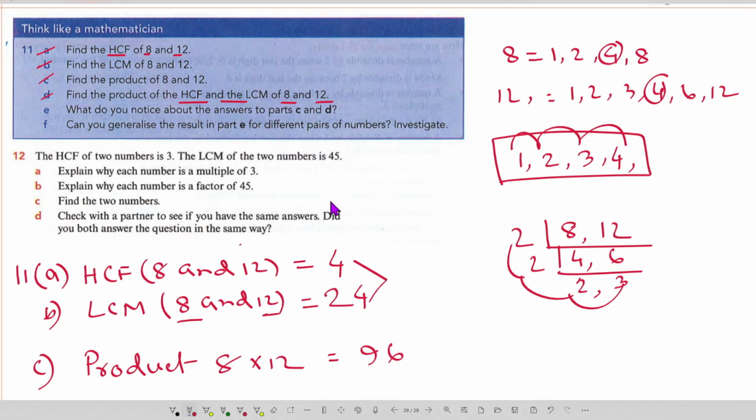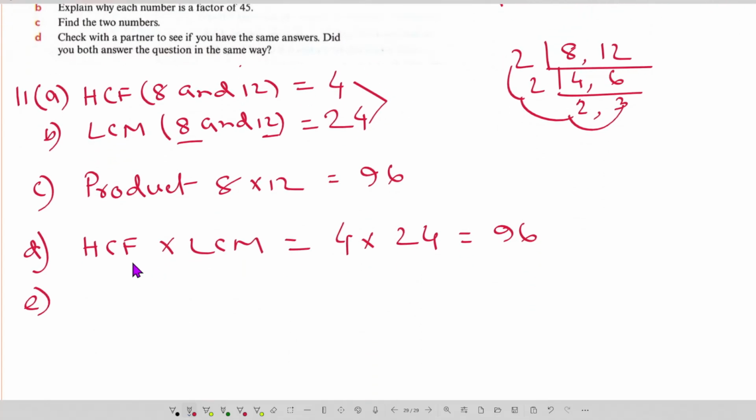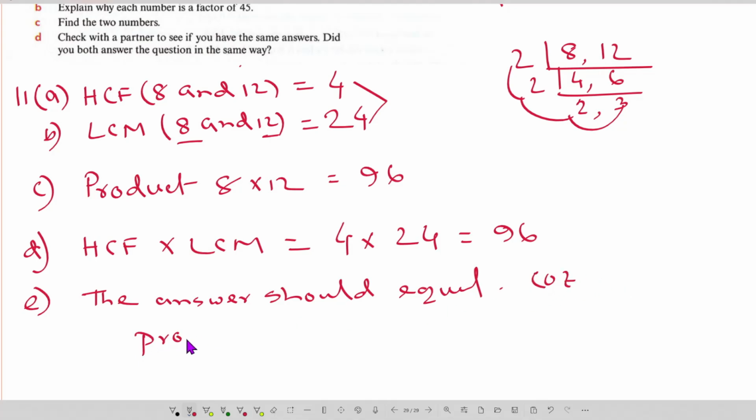So the answers are equal. This is always true. The answer should be equal, because the product of two numbers equals HCF times LCM. Okay, so that was number E.